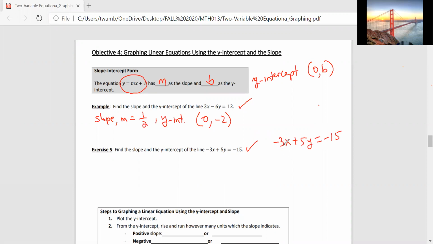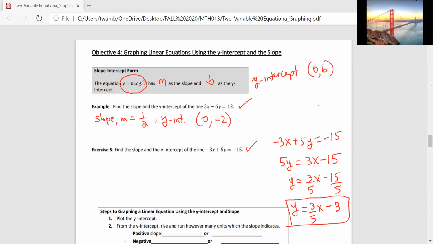This -3 has to move away because it's negative. I'm going to add 3x to both sides. If I do that, I'm going to be left with 5y equals 3x minus 15. And then I divide each of these here by 5, just so that the y will be by itself. If I do that, I'm going to have something like that. -15 divided by 5 will be -3. And I'm all set. It's in the slope-intercept form.